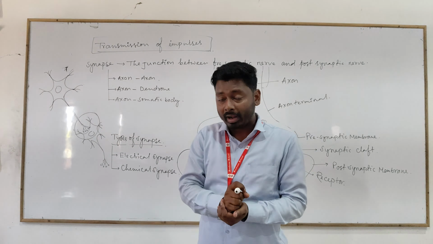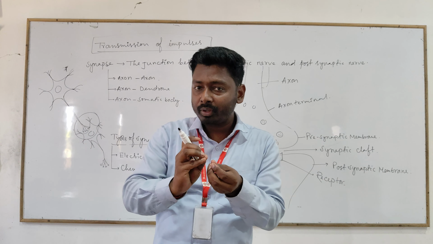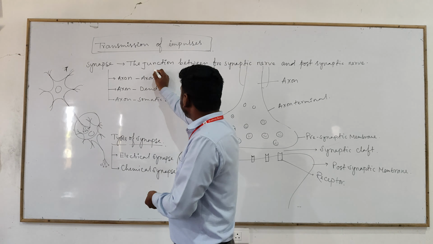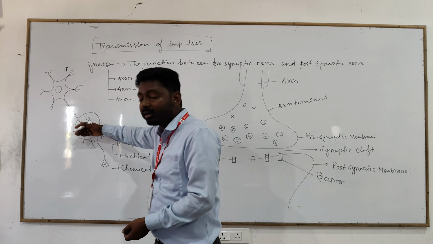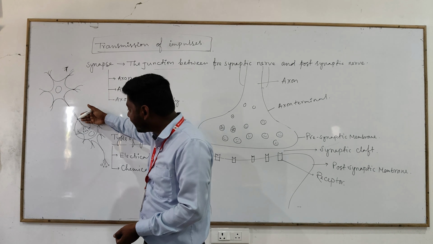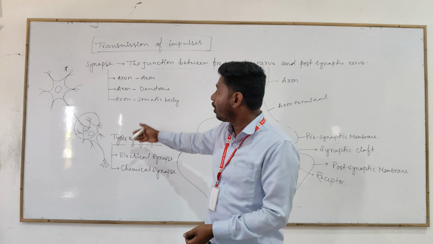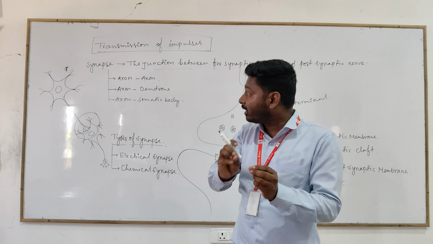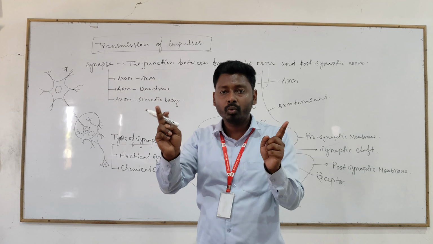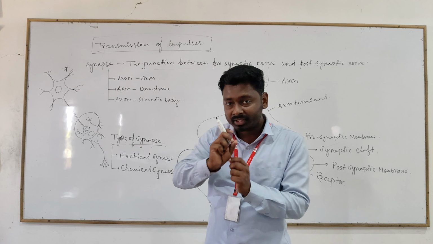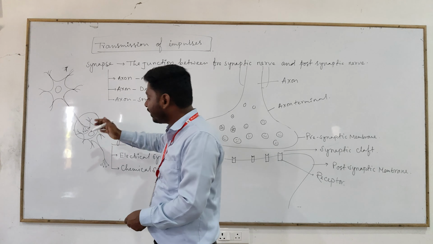Next you have to understand the synapse. Synapse means the junction between two neurons. Here, the presynaptic neuron transmits the signal to the next neuron, which is known as the postsynaptic neuron or nerve. So we conclude that the synapse is the junction between two neurons, and with the help of this junction the impulses are transmitted from one neuron to the next neuron.